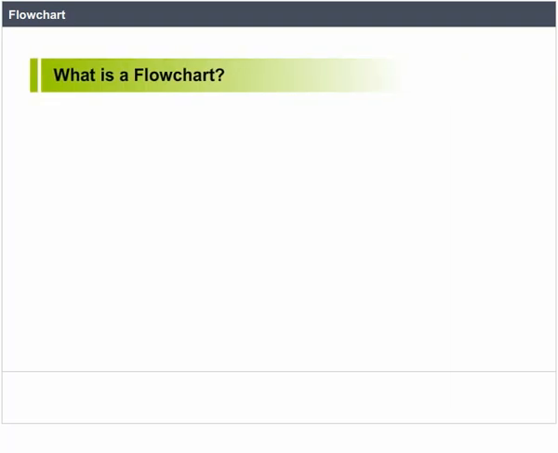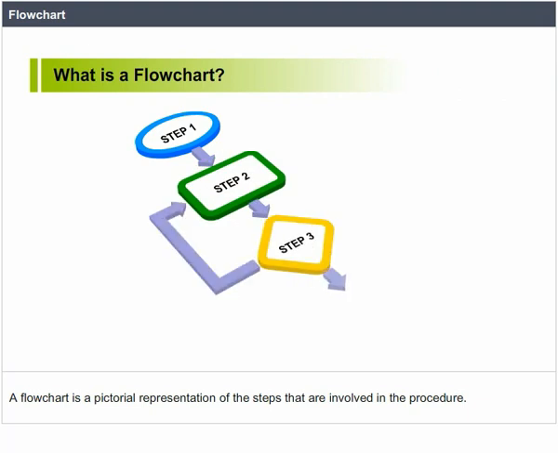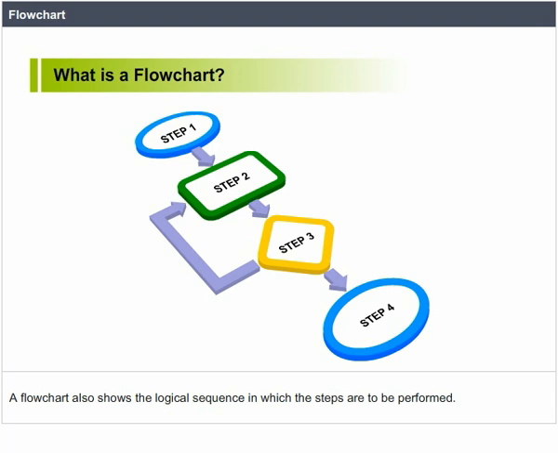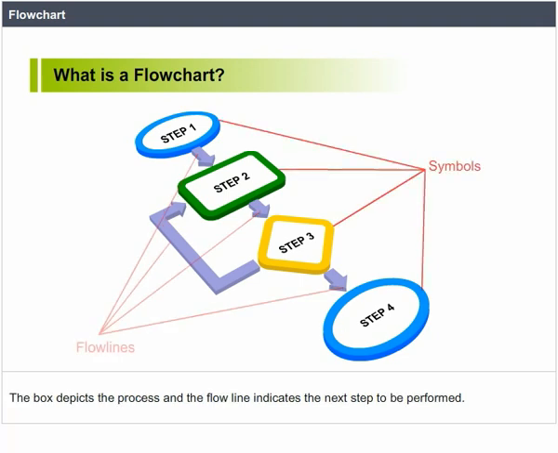Flowchart. What is a flowchart? A flowchart is a pictorial representation of the steps that are involved in the procedure. A flowchart also shows the logical sequence in which the steps are to be performed. A flowchart consists of boxes called the symbols and arrows called the flow lines. The box depicts the process and the flow line indicates the next step to be performed.